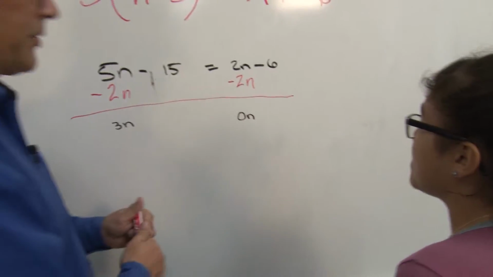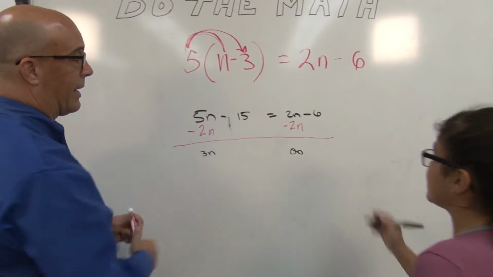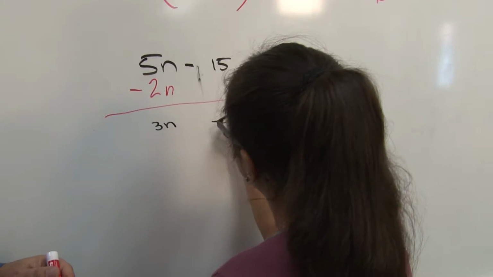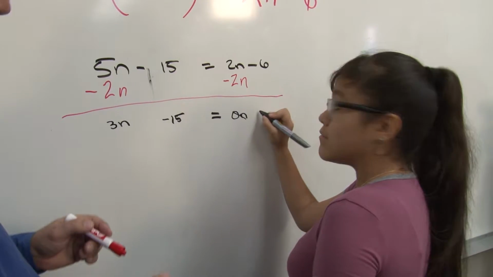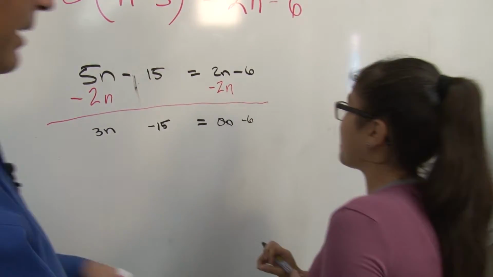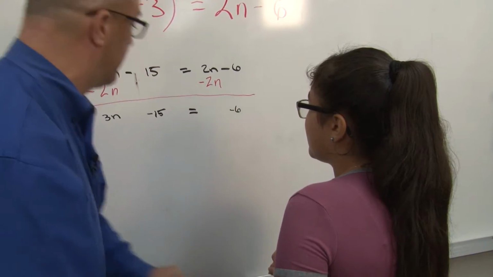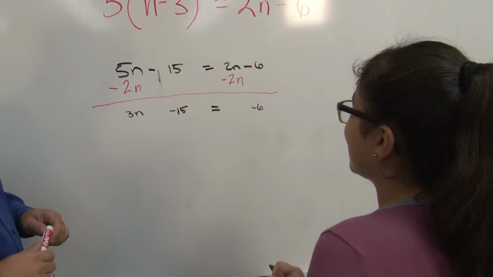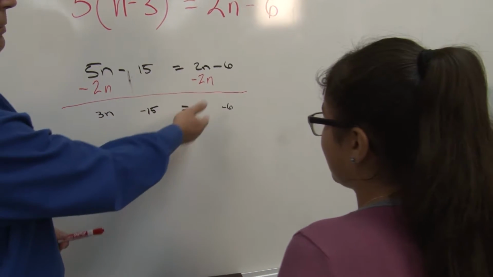Right, and that just cancels out, right? So now bring our equal sign down, and let's bring everything else down. So here we still have a negative 15, and what's on the other side? Negative 6, right? Not 6, okay? So we'll get rid of that so it doesn't mess us up at all. So read what we have now. 3n minus 15 equals negative 6. Right, so 3n minus 15 is equal to negative 6.